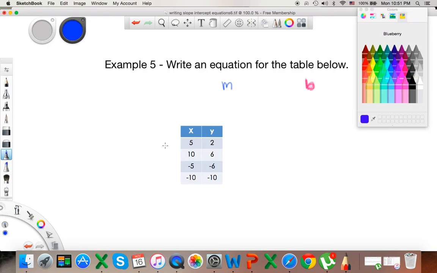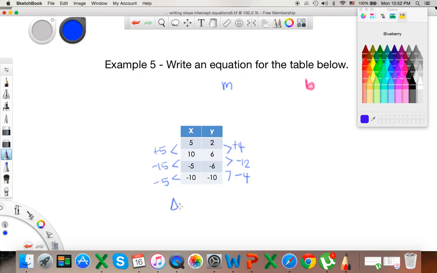Let's start with slope. So what we can do is find our change in y over our change in x. So the change from 5 to 10 is plus 5. From 10 to -5 is -15. From -5 to -10 is -5. So these are all over the place. Plus 4 here, minus 12, and then minus 4.